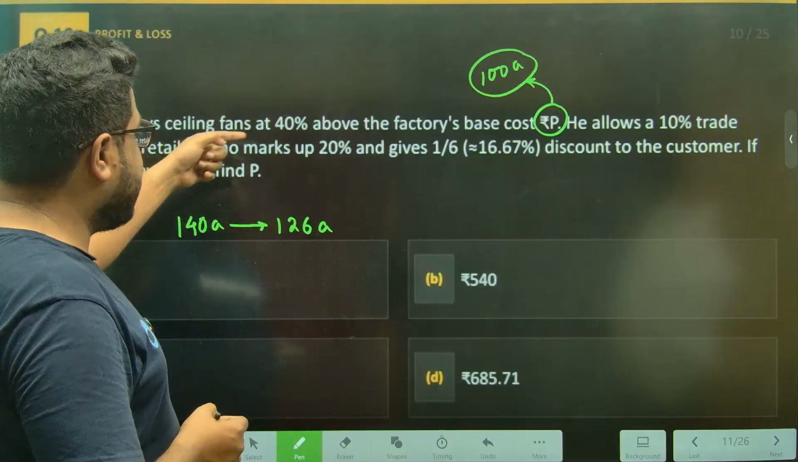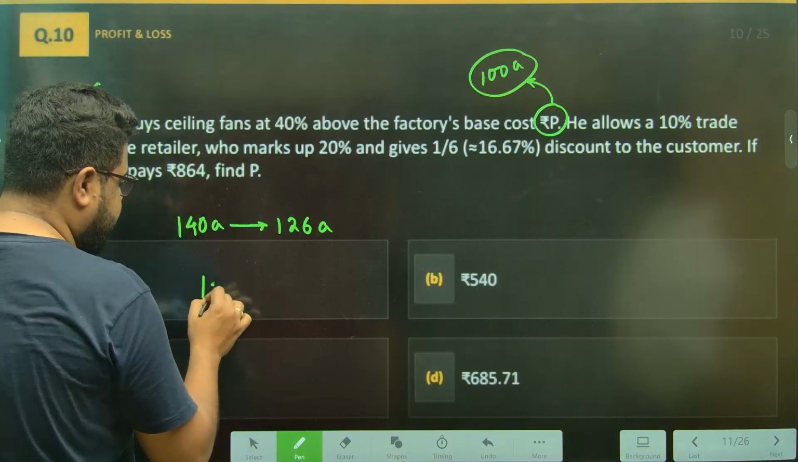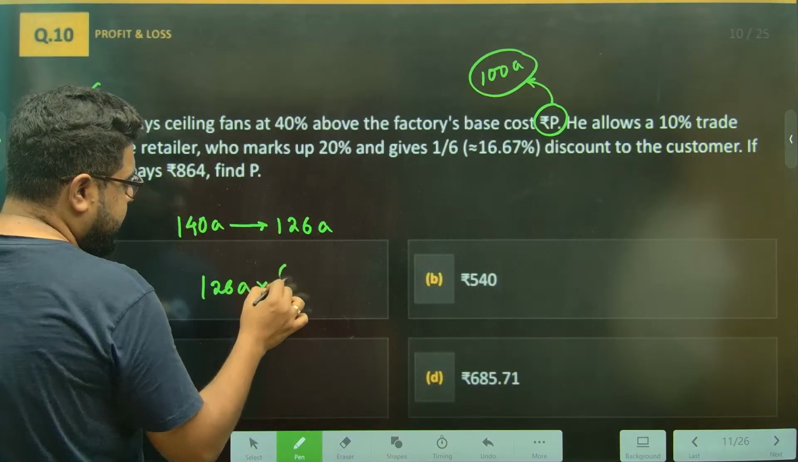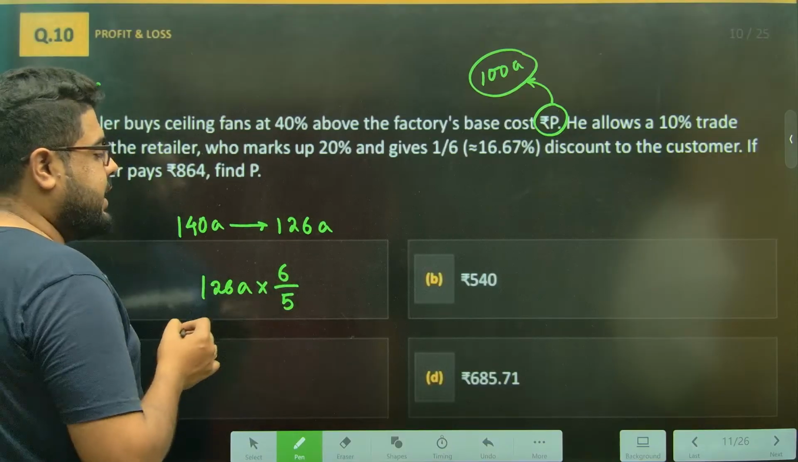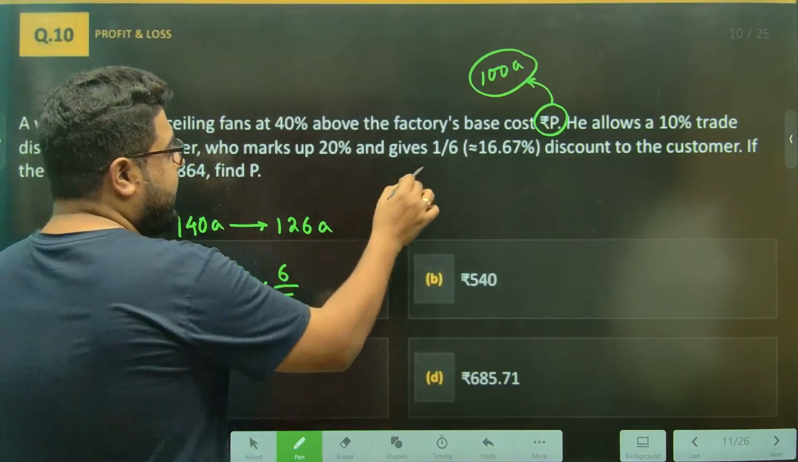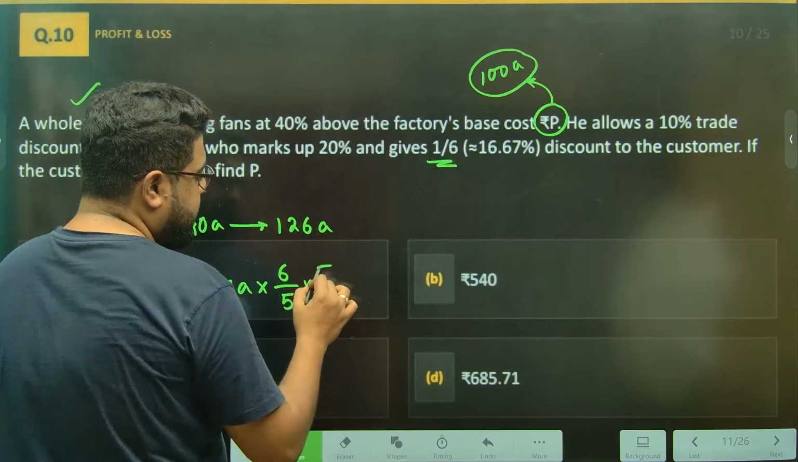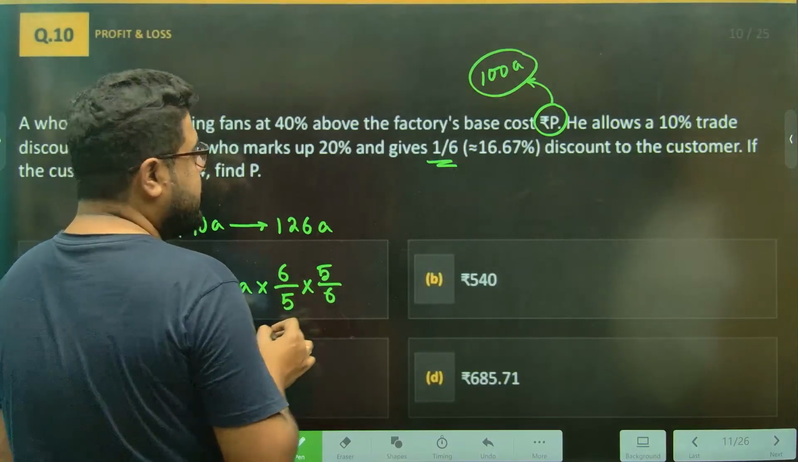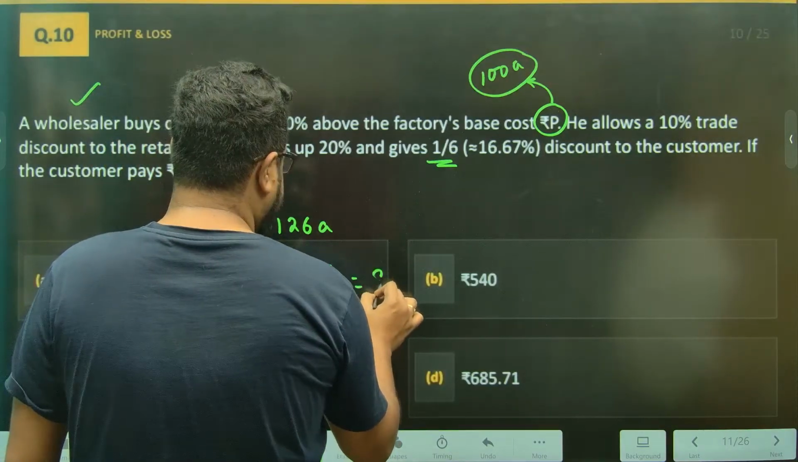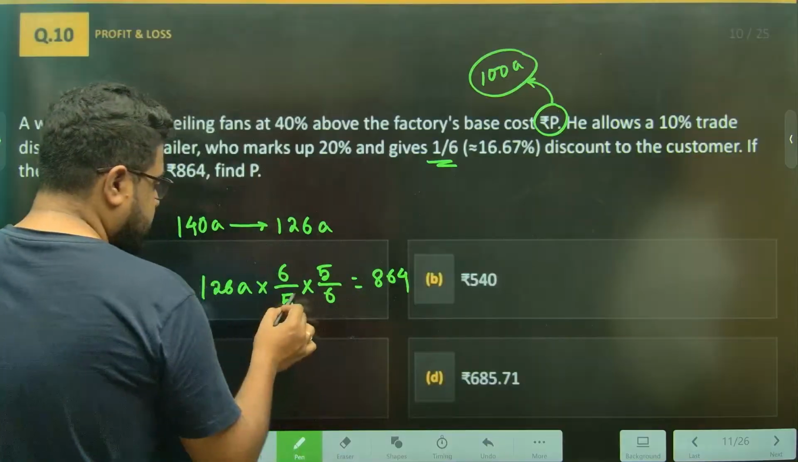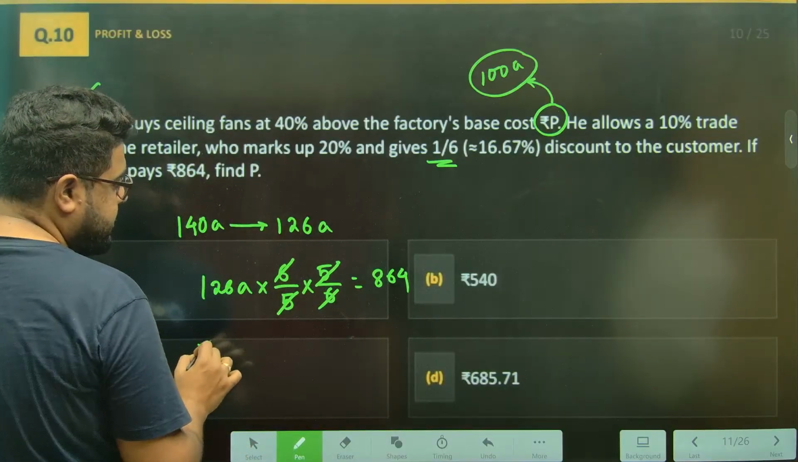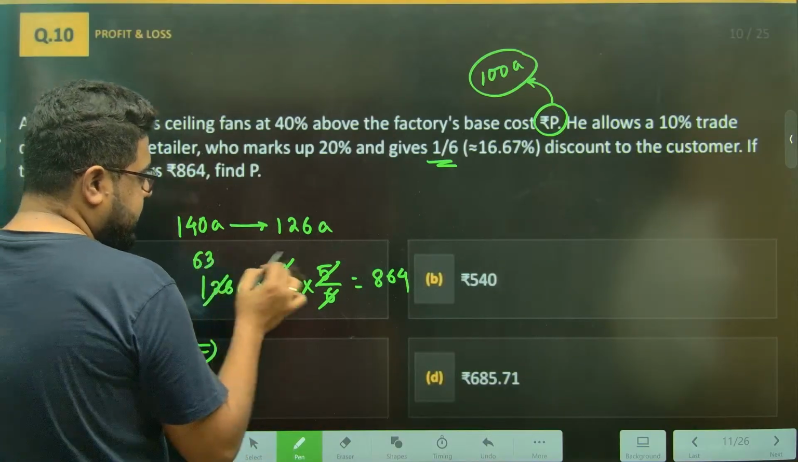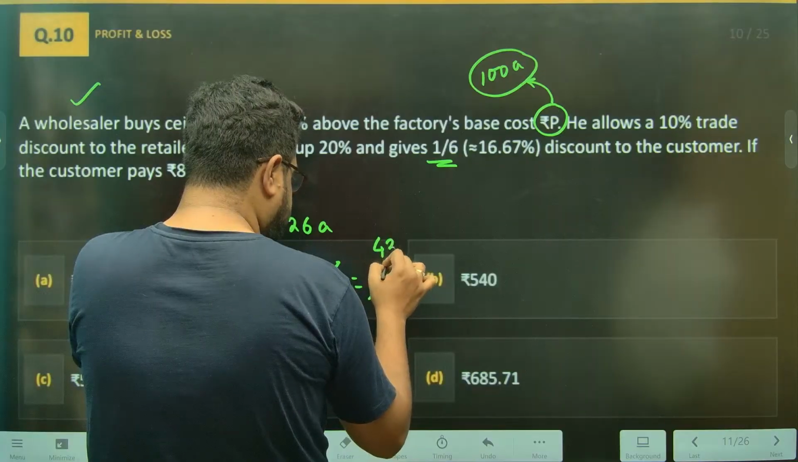Retailer marks it up by 20%. So 126A, markup by 20% meaning 120%, 6 by 5. Gives 1 by 6 discount, meaning 5 by 6 is this. The customer pays 864 rupees. This cancels. So this is 63. This is 432.